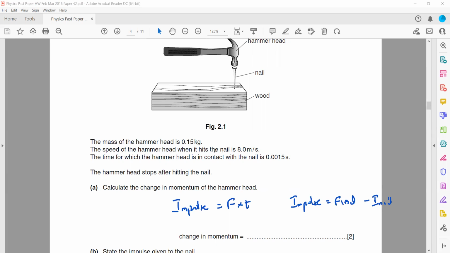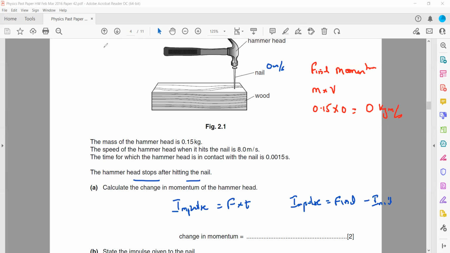So what about the final momentum? As you can see, they mention the hammer head stopped. So when this hammer head is hit, its speed is zero. So if its speed is zero, what will be the final momentum? Momentum is a product of mass and velocity. So mass is 0.15, and what about the velocity? Sorry, speed is 0, the final, because it stopped. So the final momentum will be 0 kilogram meter per second.